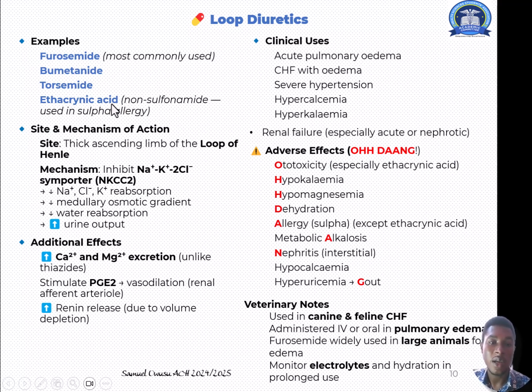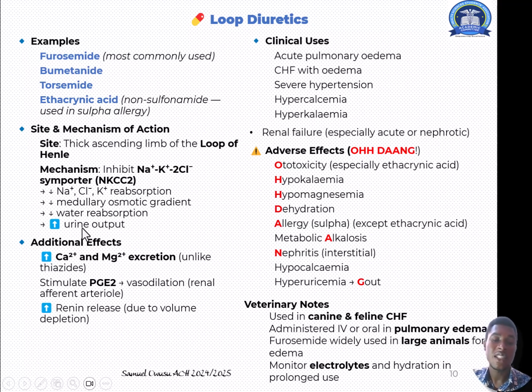So let's talk about the mechanism of action. They act in the thick ascending limb of the loop of Henle, like I mentioned. And what they do is that they tend to inhibit the sodium, potassium, chloride symporter. So what happens is that there is decreased sodium, decreased chloride, decreased potassium reabsorption, and decreased medullary osmotic gradient. Wherever sodium goes, water goes. So decreased water reabsorption. Eventually, that's going to lead to increased urine output.